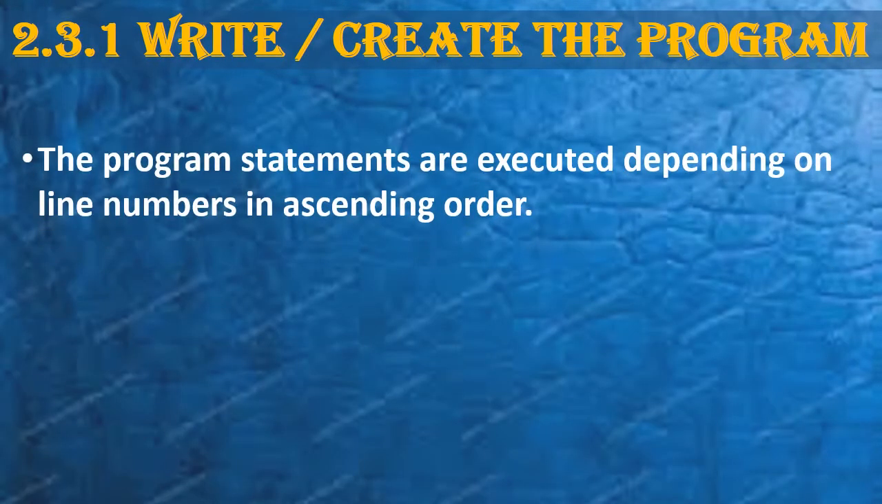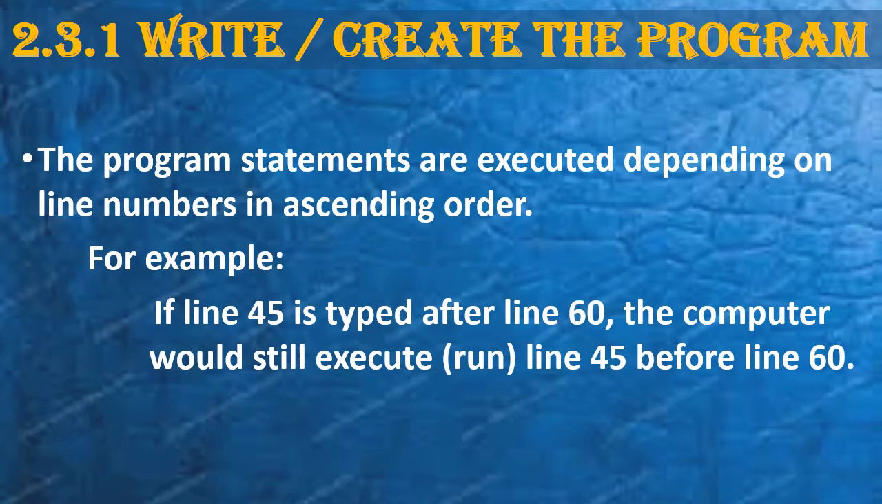The program statements are executed depending on the line numbers in ascending order. Whether you have intentionally or mistakenly not ordered them in ascending order, even then the computer will execute them in ascending order. For example, if line number 45 is typed after line 60, the computer would still execute line 45 before line 60.